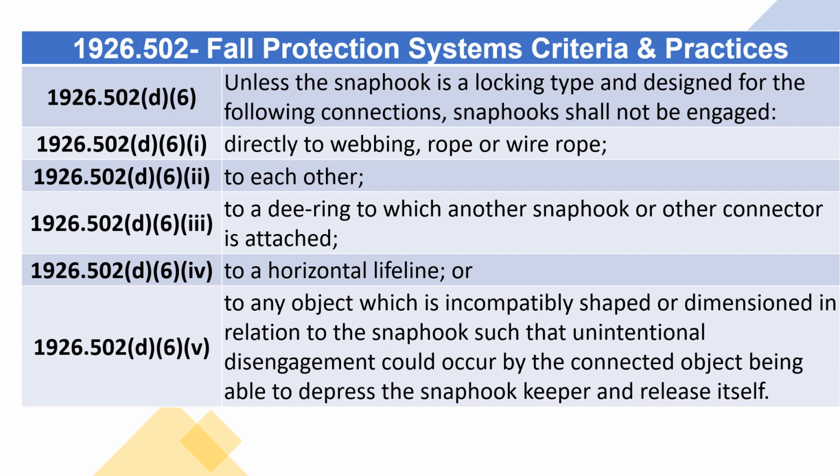1926.502 D6. Unless the snap hook is a locking type and designed for the following connections, snap hooks shall not be engaged: 1926.502 D6 I through D6 V. Directly to webbing, rope or wire rope, to each other, to a D-ring to which another snap hook or other connector is attached, to a horizontal lifeline, or to any object which is incompatibly shaped or dimensioned in relation to the snap hook such that unintentional disengagement could occur by the connected object being able to depress the snap hook keeper and release itself.